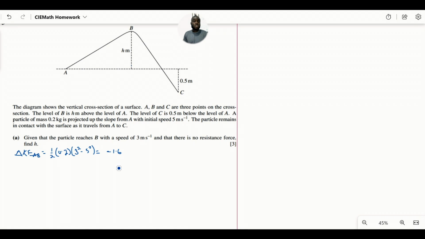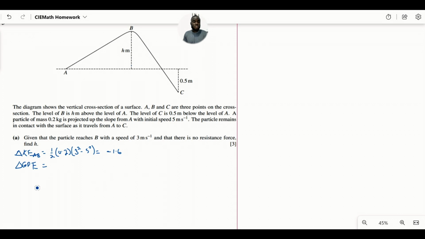In calculating change, we try to find the final value and then subtract the initial value from that final value. That's how we get change. If that change is positive, it's an increase, and if that change is negative, it's a decrease. In this case, if the body started with a speed of 5 meters per second and ends up with 3 meters per second, then there's a decline in the kinetic energy, and that's why our change in KE from A to B is a negative number, negative 1.6.